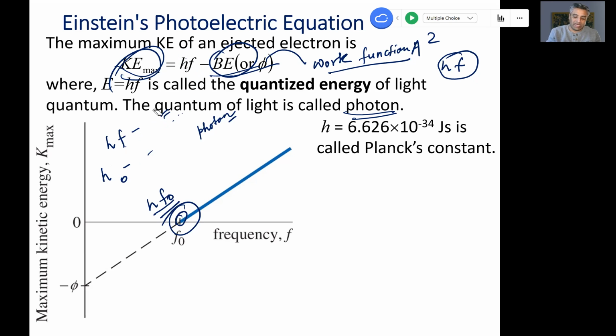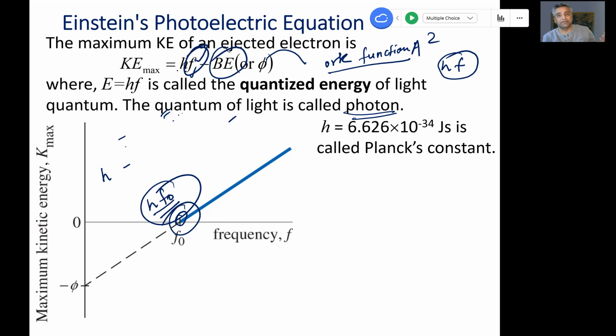Now, if we shine with the higher frequency, then what's going to happen? Part of that energy is going to pull the electron out, overcome that binding energy, and the rest is going to supply the kinetic energy. So the maximum kinetic energy we get just depends on the frequency we are applying, okay? So this phi, or binding energy, is a constant value, and that depends on just the property of the metal surface, okay?